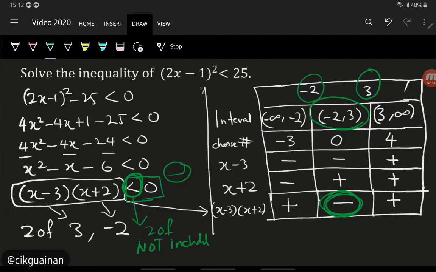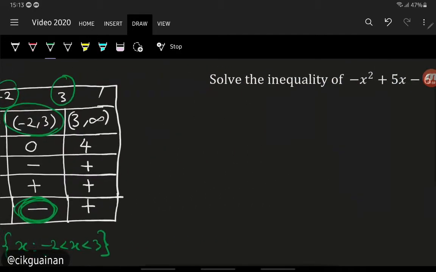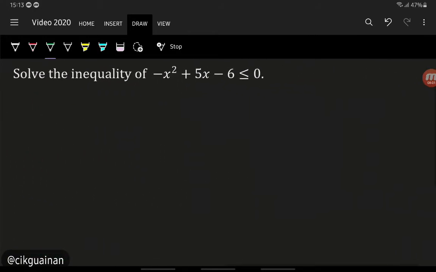So maybe I write it over here. The answer is this one, or in set notation, x greater than minus 2, x less than 3, like that. So this is the first one, I guess. Now we have a second one. Okay, let's get started with this one.